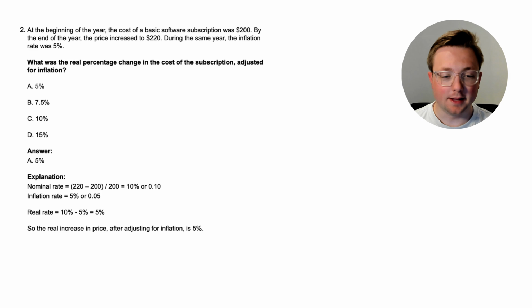All right, here we are at the answer, A, 5%. So let's go through this. So first, we have to figure out what the nominal rate is, and we can do that by taking the price that it was at the end of the year less the price that it was at the beginning of the year, and that gives us $20, and we divide that by the original starting amount, and that will give us the amount that it increased.